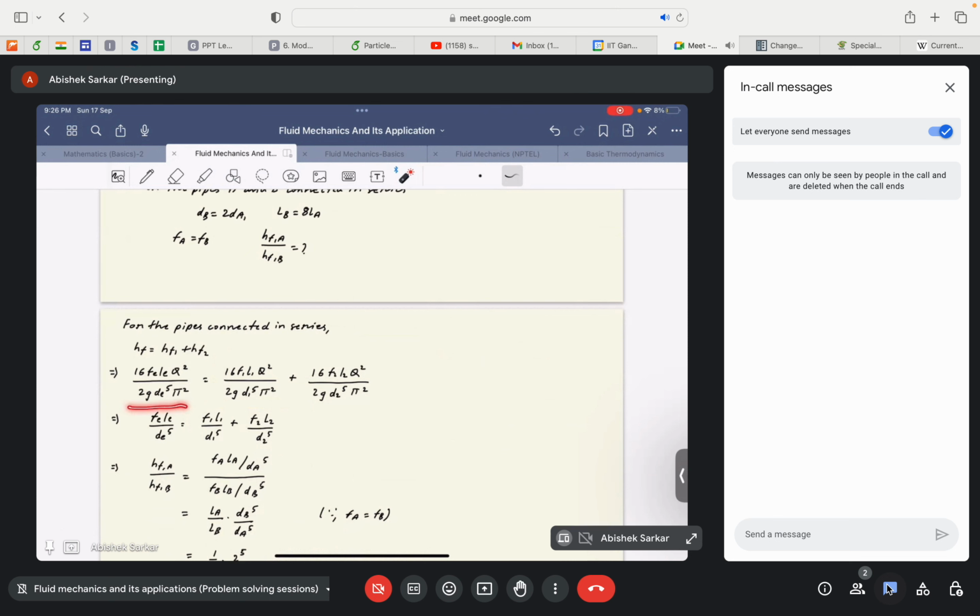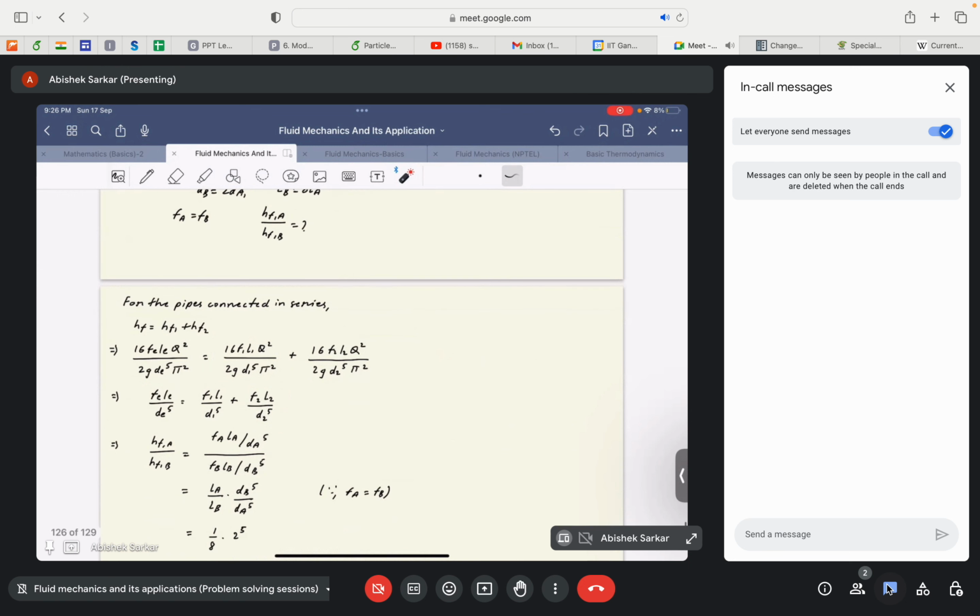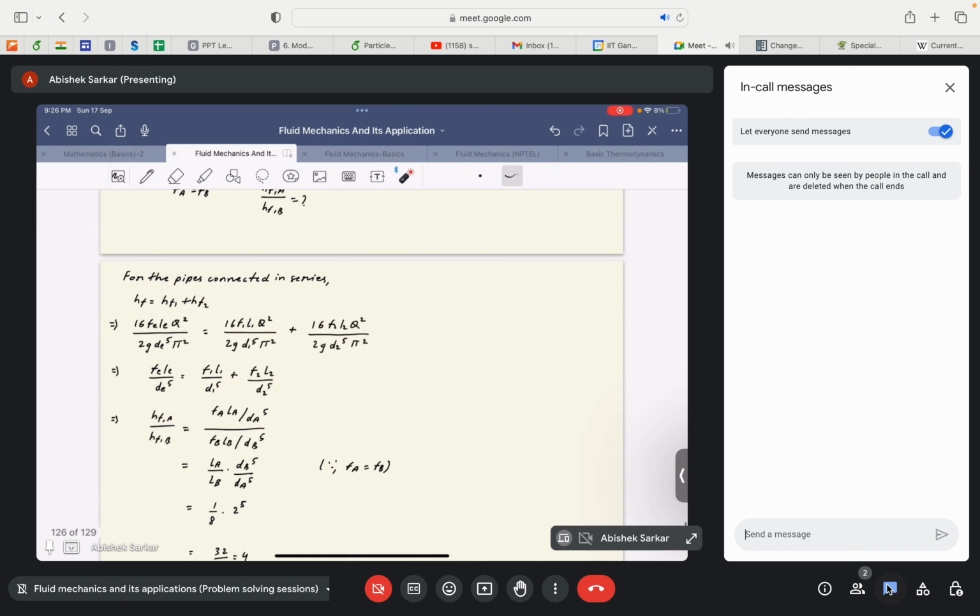Basically this expression, 16 F1 L1 Q square by 2G D1 to the 5 pi square, represents the head loss for a particular pipe. Now we need to determine the ratio of these head losses, so we simply take the ratio of this to this. Again we eliminate the constants from this expression, so we get that HFA by HFB would be equal to FA LA by DA to the 5 divided by FB LB by DB to the 5.